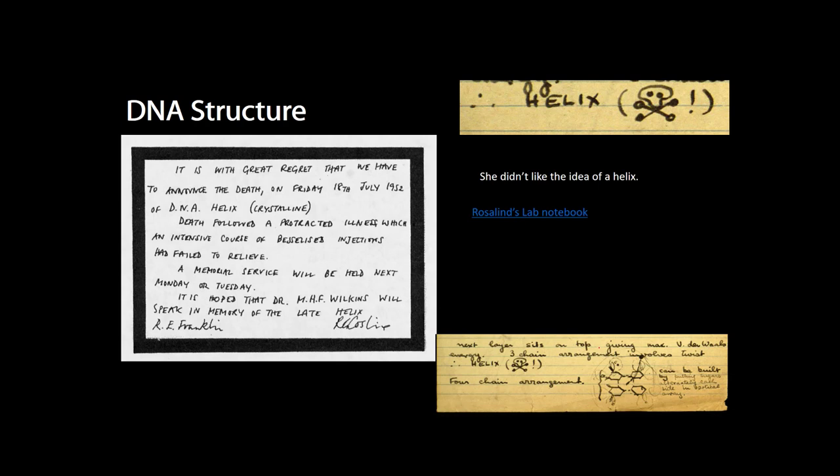Three chain arrangement involves a twist, therefore. Helix? No, she did not like the helix at all. And on the left here, you can see kind of a joke. All right. Now, here's the thing. Rosalind and Wilkins did not get along. They were very, and actually, it turns out Franklin didn't get along with people in general.